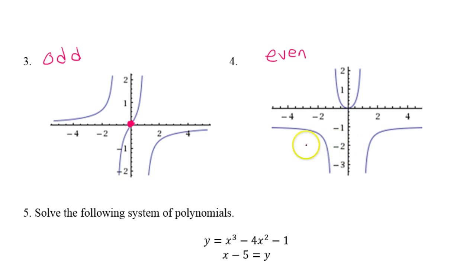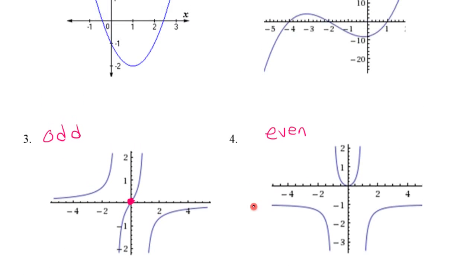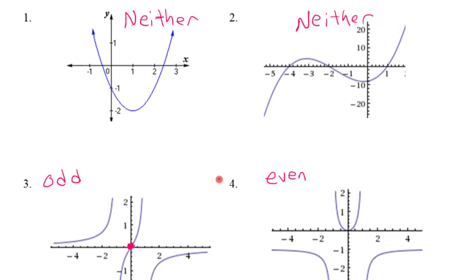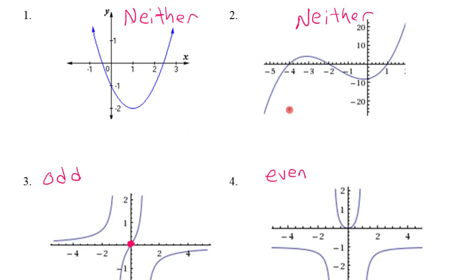Now number 4 is even. It's okay that the graph is split into multiple branches. Still, the y-axis splits the image right down the middle. Okay, this is the same on the left and right, and this is the mirror image of this. All right, the y-axis is the line of symmetry. And that's how you can tell at a glance whether a graph represents an even function, an odd function, or neither type of function.